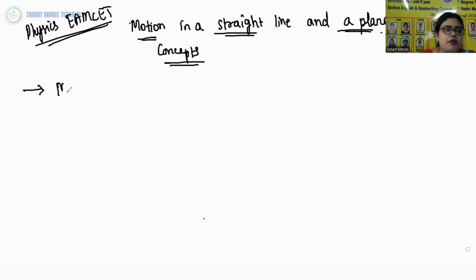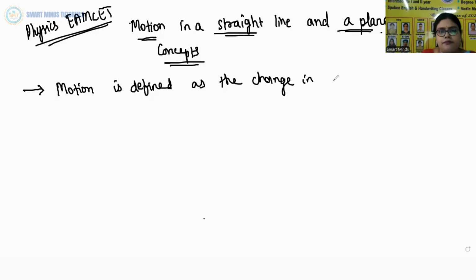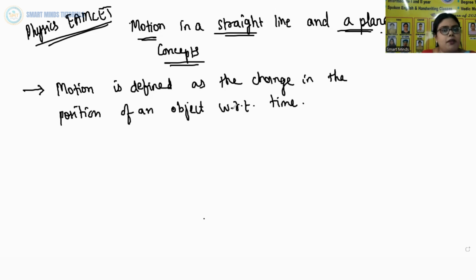So first point, what is motion? In general, motion means movement. Motion is defined as the change in the position of an object with respect to time. Whenever in physics I write w.r.t., it means with respect to.